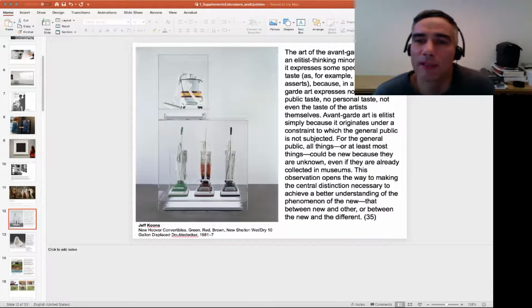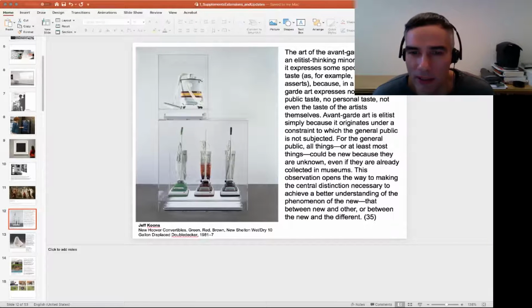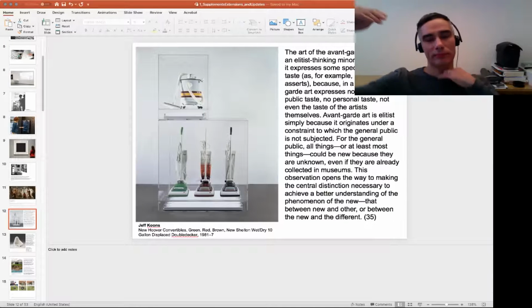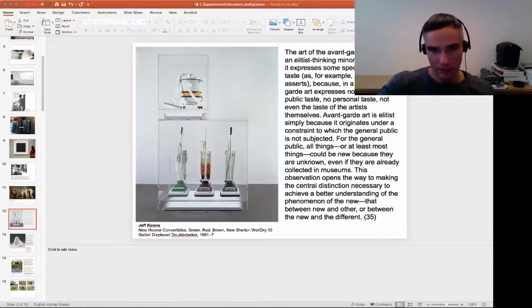Avant-garde art is elitist simply because it originates under a constraint to which the general public is not subjected. For the general public, all things, or at least most things, could be new because they are unknown, even if they are already collected in museums. This observation opens up the way to making the central distinction necessary to achieve a better understanding of the phenomenon of the new, that between you and other, or between you and the different. So the museum, as a site, basically allows these distinctions to play out. It produces an opacity that allows the new to enter that space.